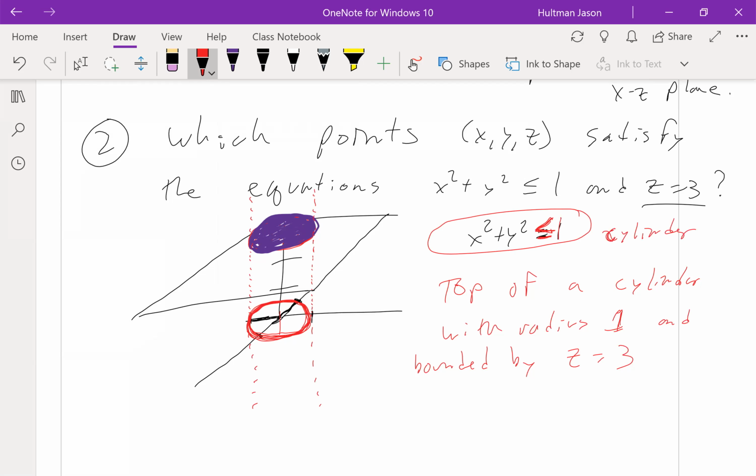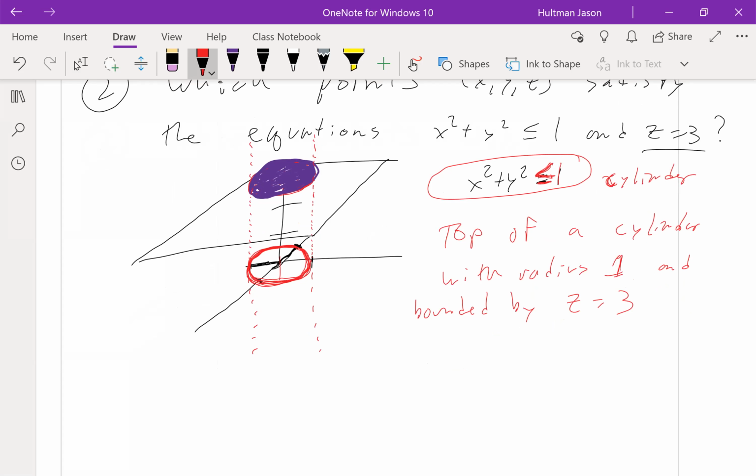in 3 space. If I saw this in 2 space, in R2, not to be confused with R2D2, because that's a whole other conversation, if we were in R2 here, it would just look like this, X, Y, right? And then this would just be a disk of radius 1. Why do I say disk? Because it's the whole thing. That's what x squared plus y squared is less than or equal to 1 is, a disk of radius 1.